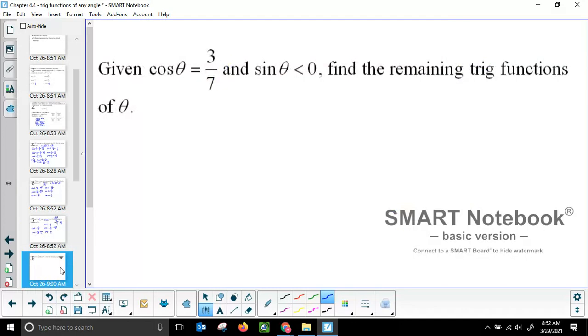All right, go ahead and try this one. So we do have to be mindful first that cosine is positive and sine theta less than 0 means that it's negative. So where is cosine positive and sine negative? And that will help with your signs.